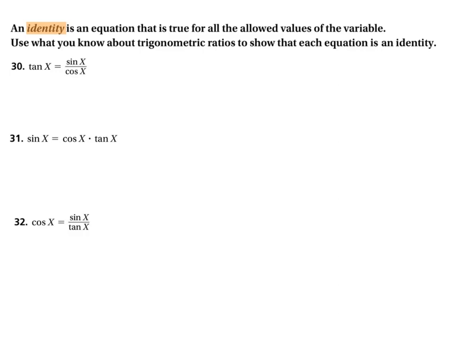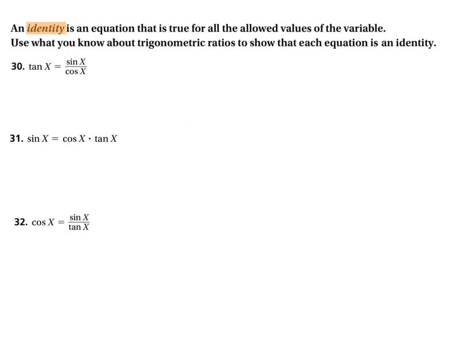Okay, these are cool. An identity is an equation that's true for all allowed values of the variable. What they're saying is tangent of any angle is equal to the sine of that angle divided by the cosine of that angle. Okay? And we're going to show you why that is. So use what you know about trigonometric ratios to show that each equation is an identity.